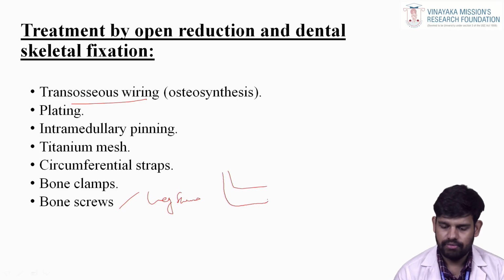So lag screw is most commonly used in the symphysis and parasymphysis area. The screw enters from one cortex, it is bicortical, like the buccal cortex and lingual cortex. From one side it enters the buccal cortex, and on the opposite side it goes and engages the lingual cortex, and thereby it is a rigid fixation.